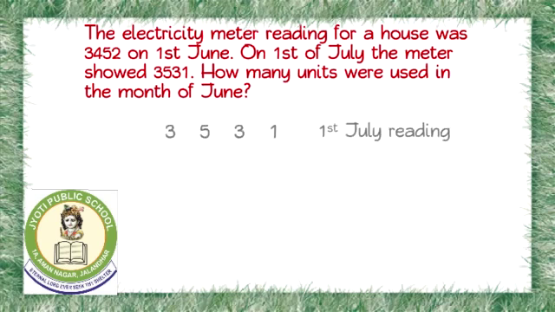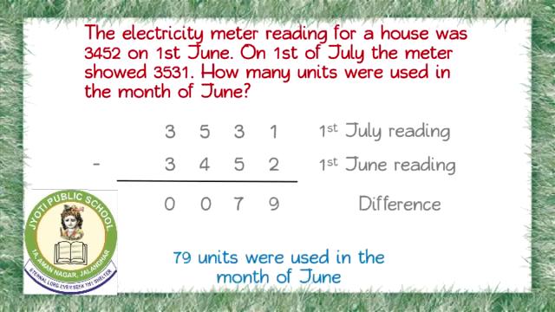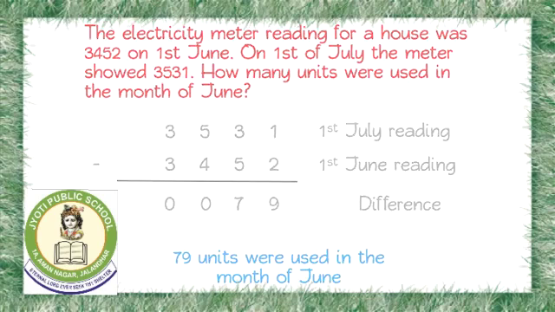We know the reading on the 1st of June. We know the reading on the 1st of July. The reading of 1st of July is more than that of 1st of June. The extra reading is because electricity was used during the month of June. We can get how much electricity was used by finding the difference between the readings. So we do the subtraction and get the answer. 79 units were used in the month of June.